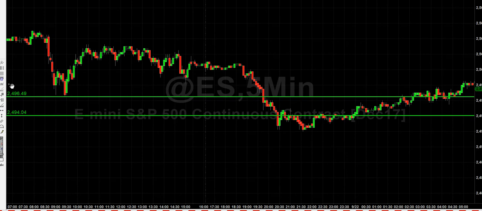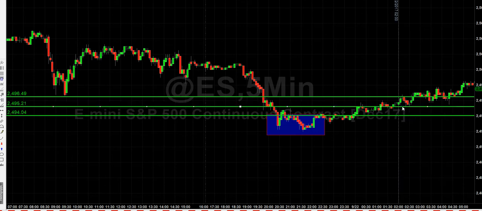In classic form, we went and trapped everybody who attempted to short late. Late sellers came in before London Open. This is our London Open right here, 2 a.m. That was our London low. We'll color that purple.